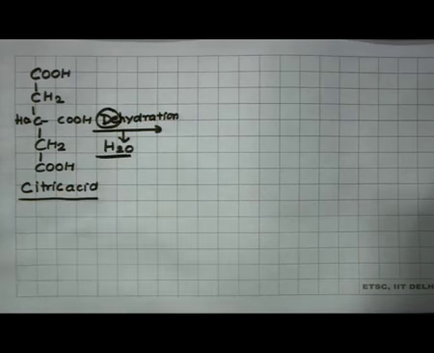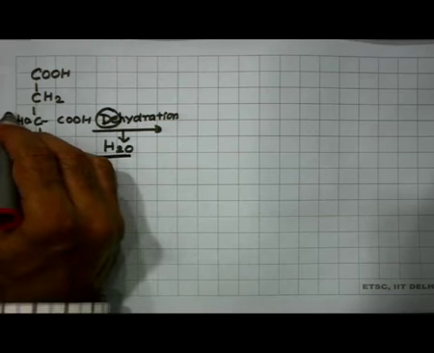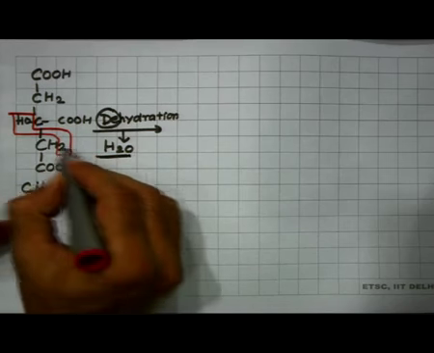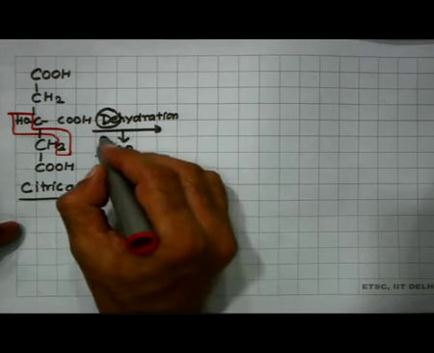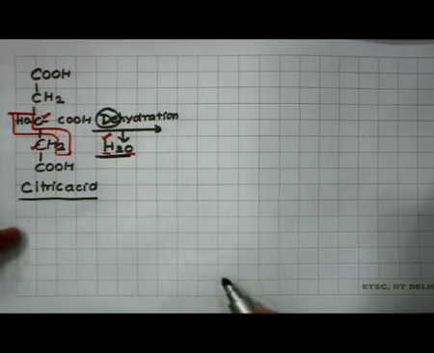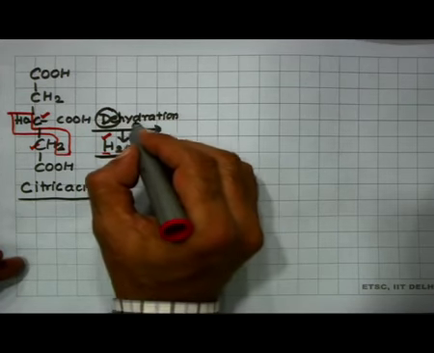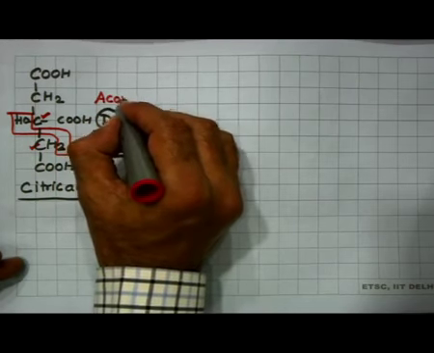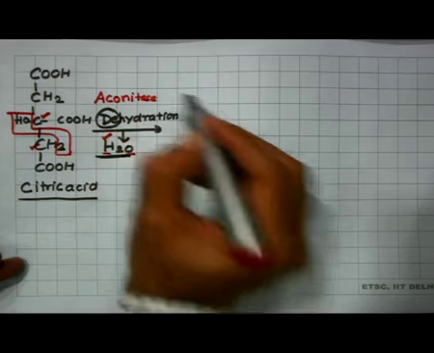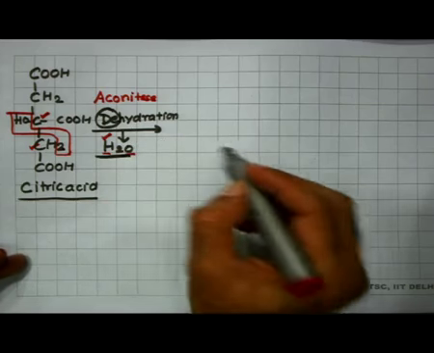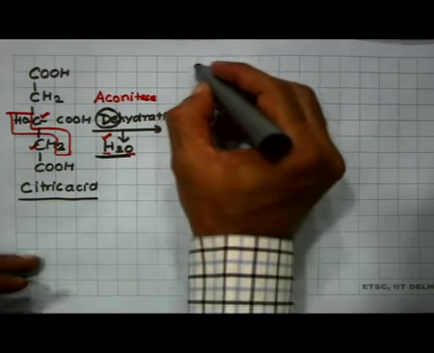This water molecule is removed from citric acid, you know, easily from this group. One H and one OH is removed from this carbon and this carbon, and the process is called dehydration. The enzyme involved is called aconitase. So, this process is called the dehydration process. Now, the structure you can easily write.